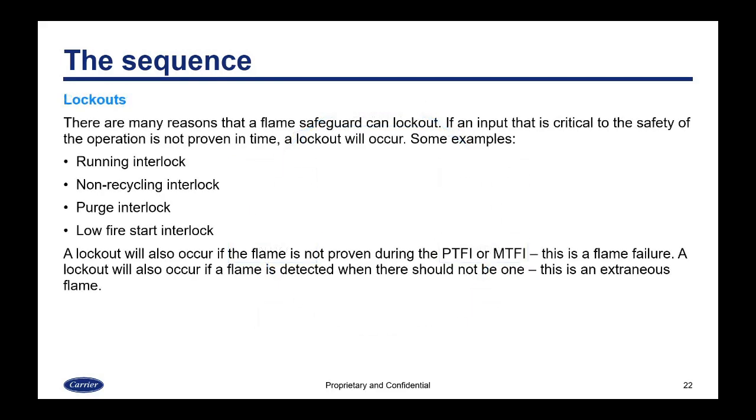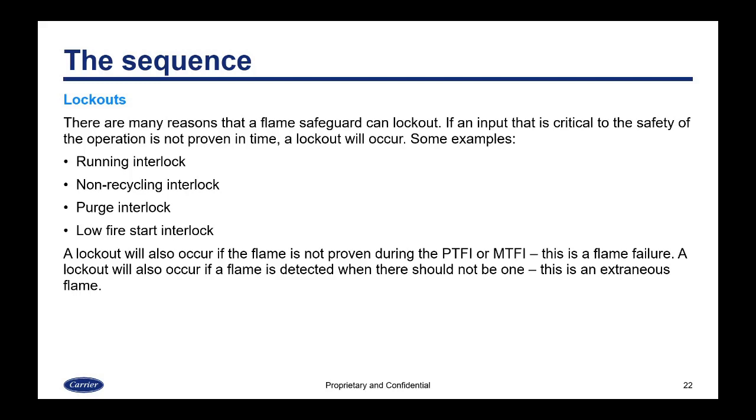There are many reasons that a flame safeguard can lock out. If an input that is critical to the safety of the operation is not proven in time, a lockout will occur. A lockout is basically a situation that's going to require user intervention or a manual reset. So the flame safeguard will not operate until somebody resets it and then addresses the issue. Some examples are the running interlock, which could be the airflow switch, a non-recycling interlock, and that could be a safety such as high temperature, high pressure, or low water cutoff.